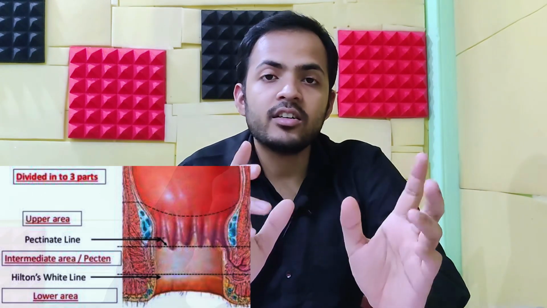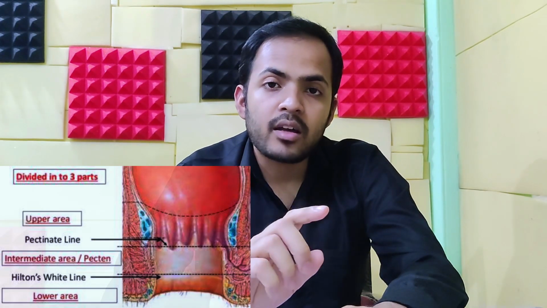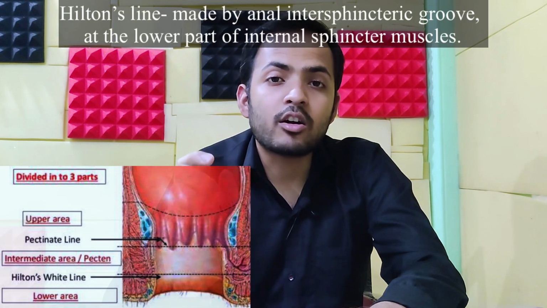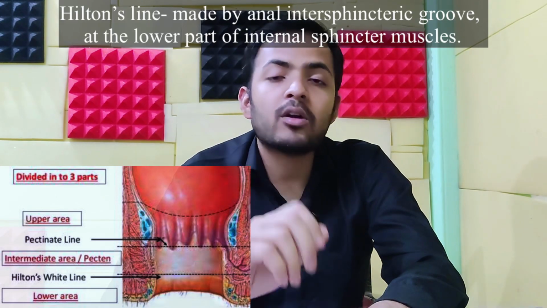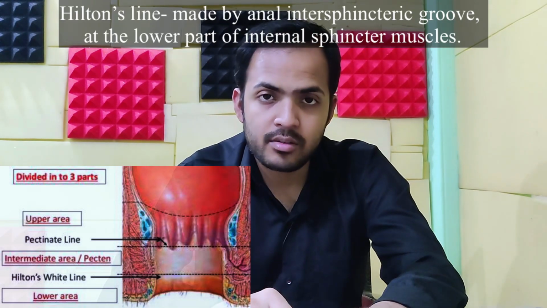Now Hilton's line is made by the anal intersphincteric groove at the lower part of the internal sphincter muscles. And as you know, this anal canal has internal and external sphincter muscles. What are the muscles? I already talked about these things in my earlier videos.